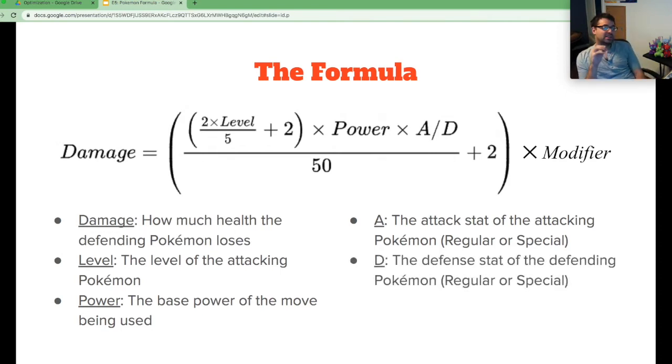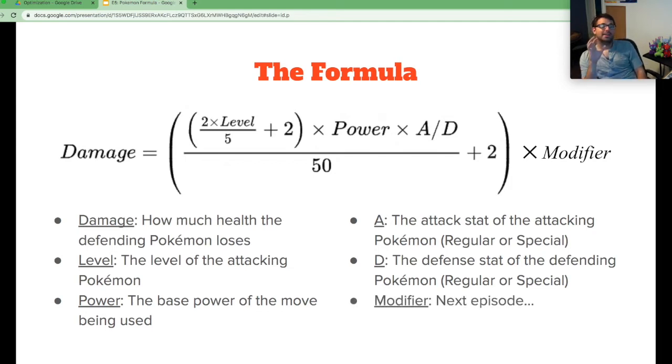D represents the defense stat of the defending Pokemon. Again, if it's a physical attack, that's based on the regular defense stat, or if it's a special attack that is being used, then it is based on the special defense.